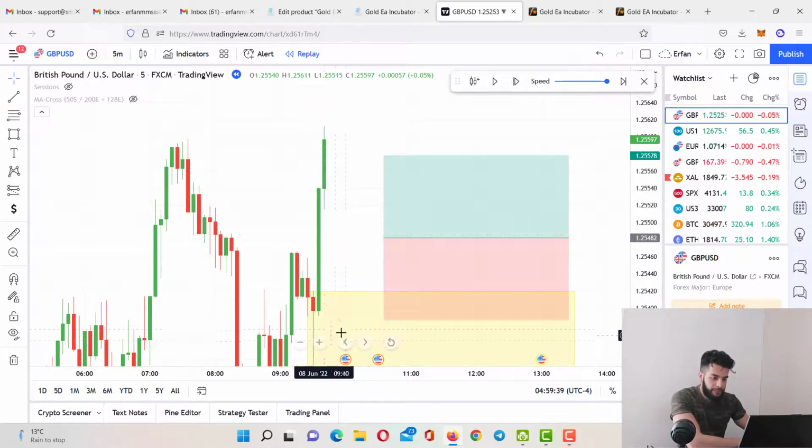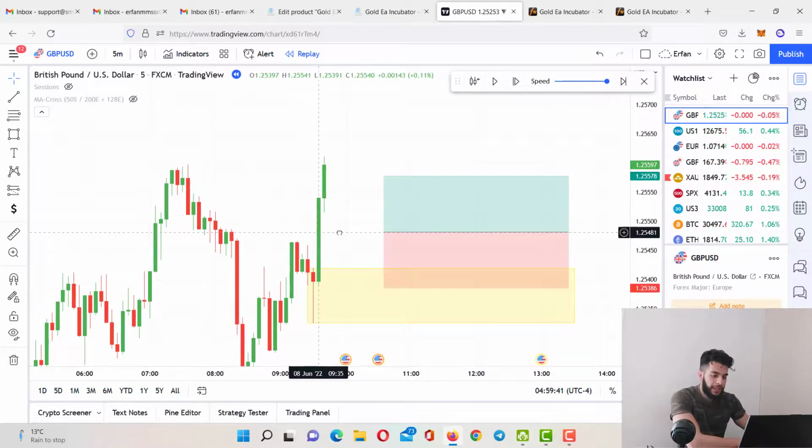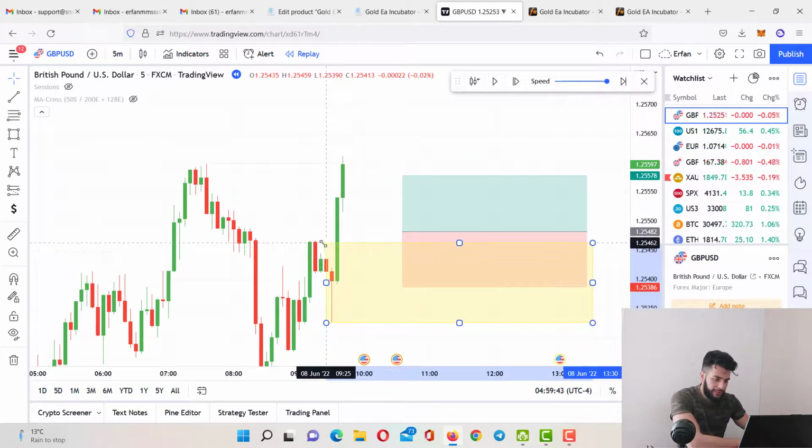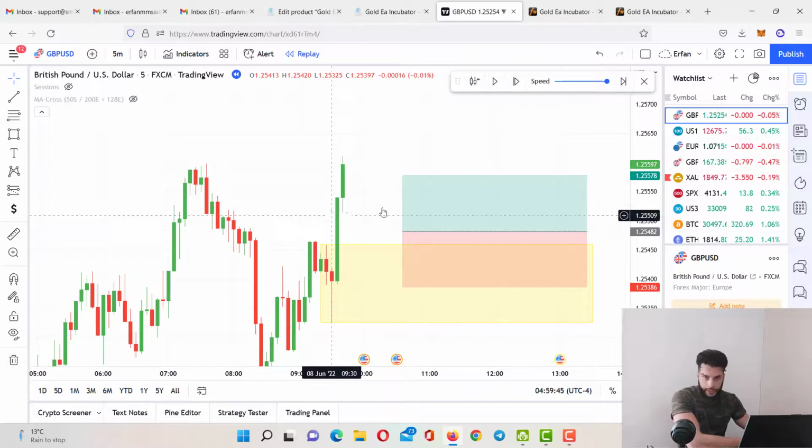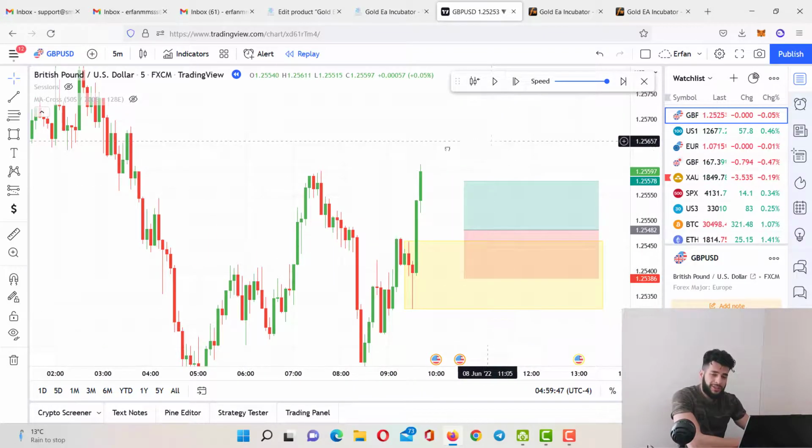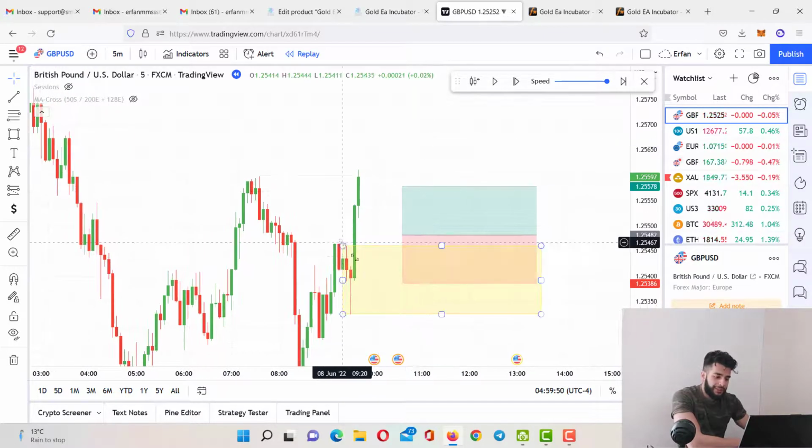This gap makes this zone a high probability demand zone, and you can also take the last two bearish candles. As always, we do that, but sometimes it works with the last candle right here and not this one.